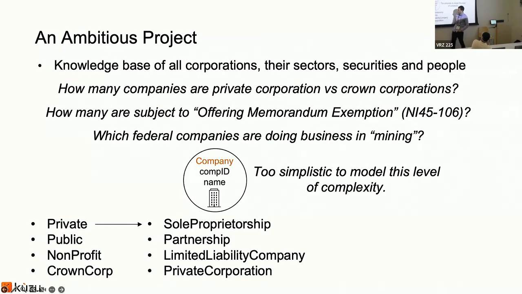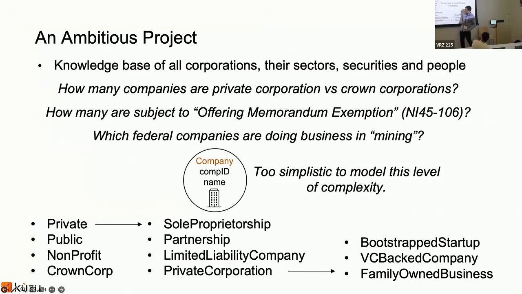You could be a limited liability company. You could be a partnership, or a sole proprietorship. Or, if you're a private corporation, you could be bootstrapped, VC-backed, family-owned, and so forth. Maybe this is a very ambitious project where you want that detailed level of information about the company. So you can no longer say, I've got a company node, and here are the names and the IDs. That's not enough, right? What you really need is something else, because of the heterogeneity of all the information that you're going to store, and that's just the company-related information.